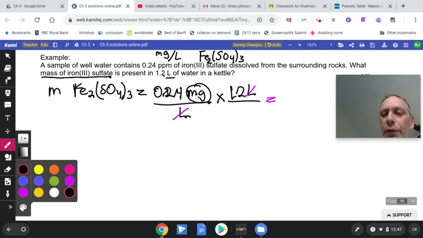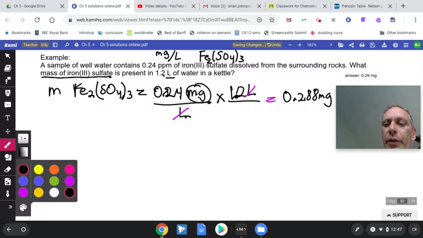So 0.24 times 1.2 is 0.288 milligrams. And I'm only allowed 2 sig digs, so that's where the 0.29 comes in.